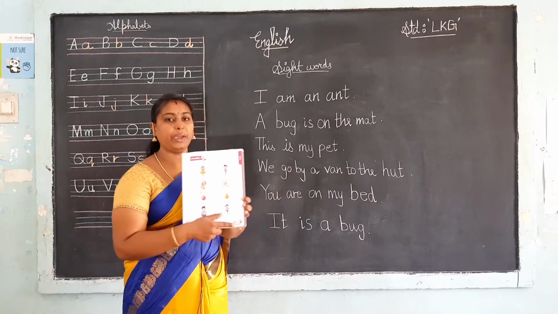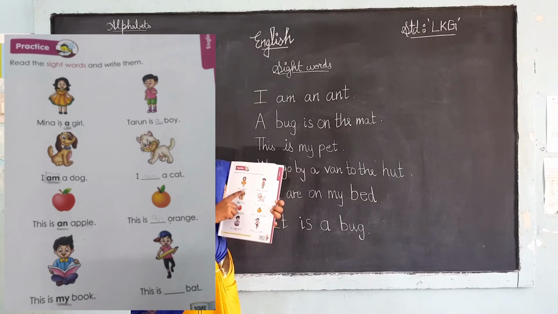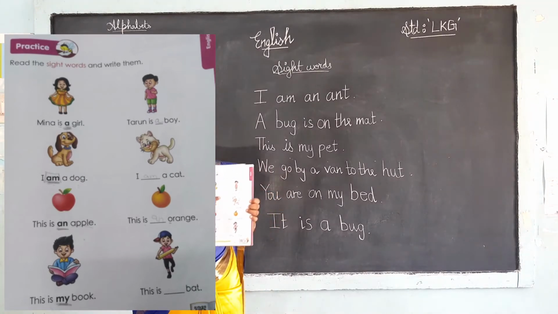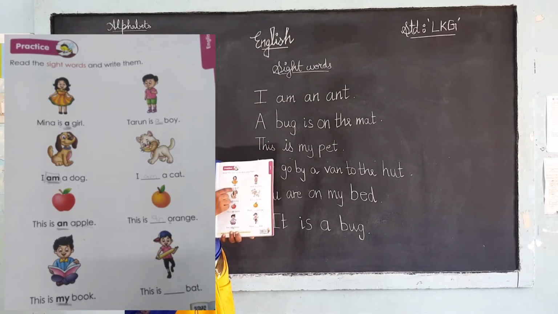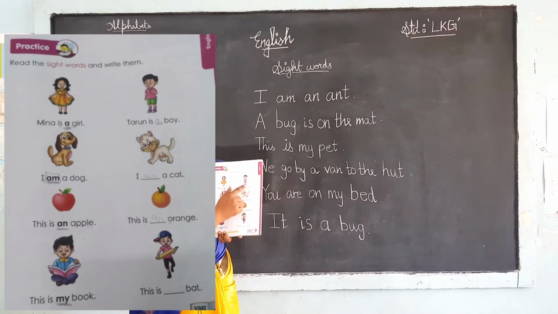Do the exercise. Page number 21. The first one. Meena is a girl. Meena is a girl.